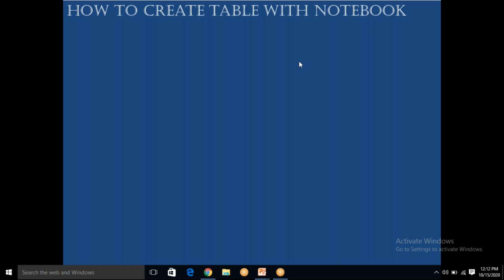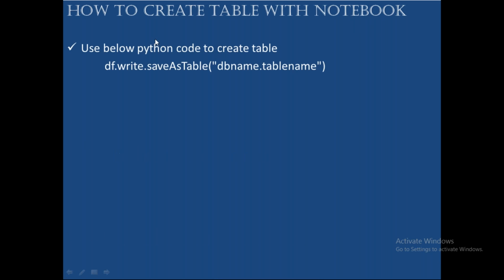So now we'll see how to create a table with a notebook. Let's click here. See here. You just have to say data frame. DF you will get once you read a file. It can be any type of file, whether it's CSV, Parquet, Avro, ORC, JSON, XML, anything it may be. Once you read those files, you will get a data frame.